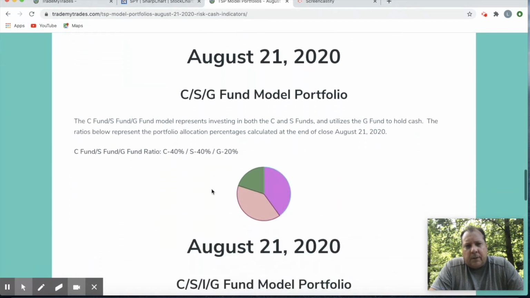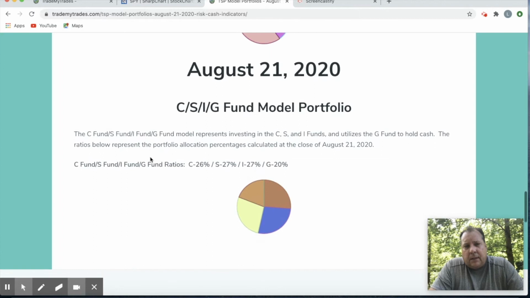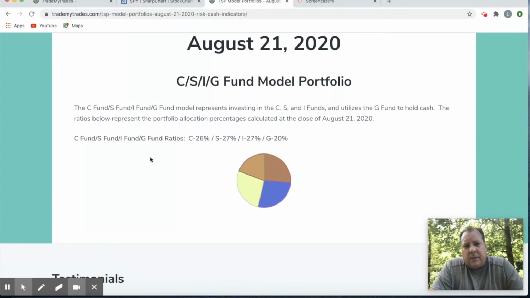As of August 21st, if you're in the C fund and the S fund, it's telling you that you shouldn't be more than 40% in either one of those, and you should have at least 20% in the G fund or in cash. And if you're in the C fund, the S fund, and the I fund, it's telling you that 26% should be in the C fund, 27% in the S fund, and 27% in the I fund, and 20% in the G fund.